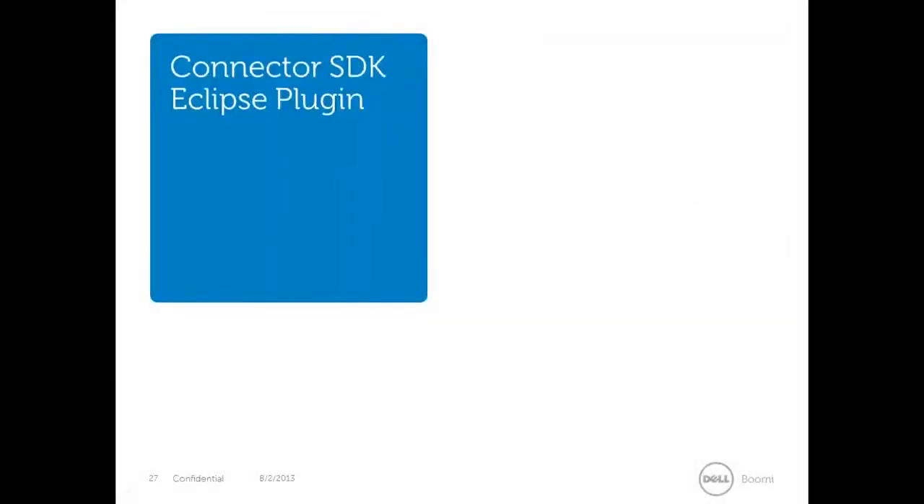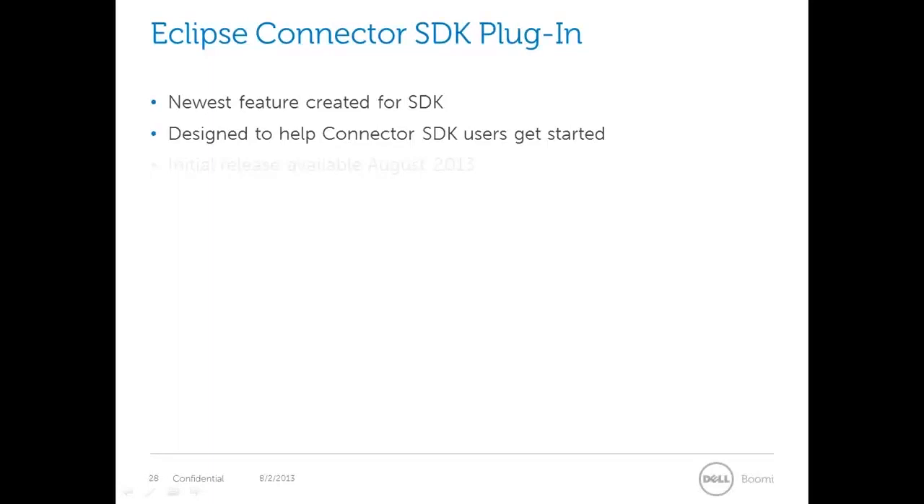So let's take a moment to talk about the Connector SDK Eclipse plugin. This is a new optional addition to the Connector SDK we hope will help continue to enable our developers to be able to do more with AtomSphere. It was designed to help the Connector SDK user get started and will be available in the August 2013 release. This plugin was created by Dell Boomi in an effort to continue to promote the SDK.